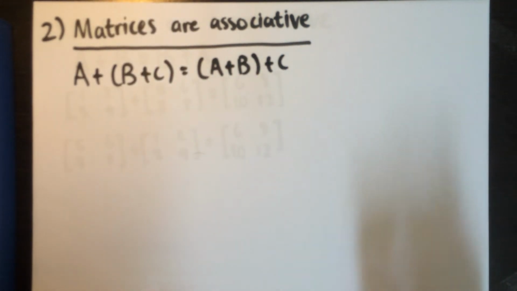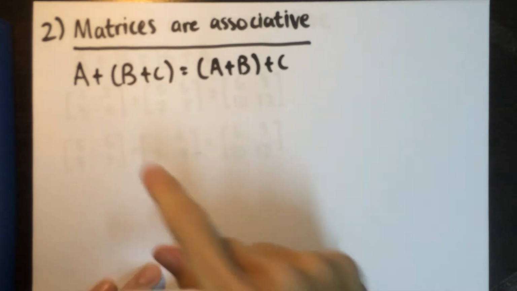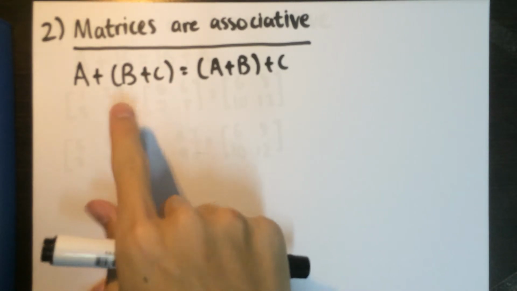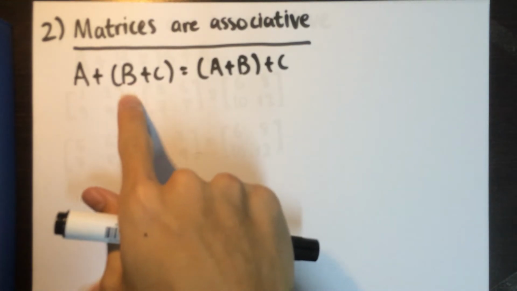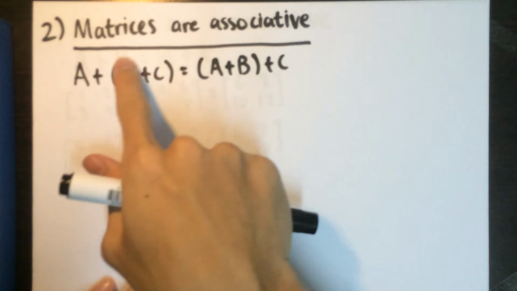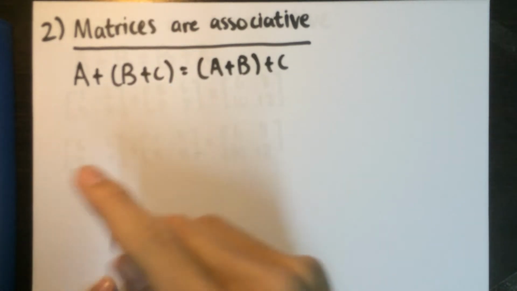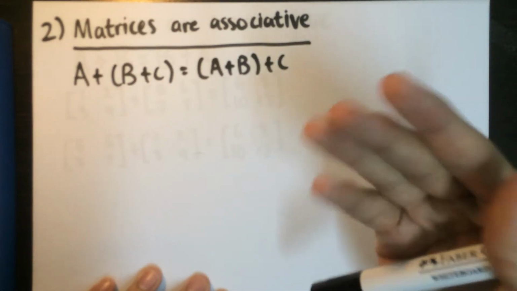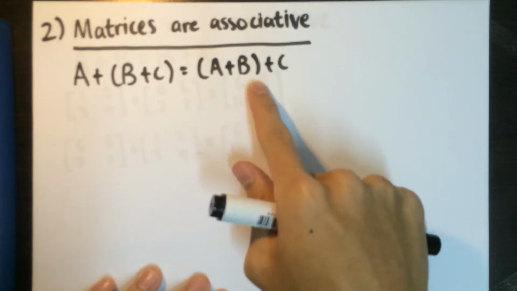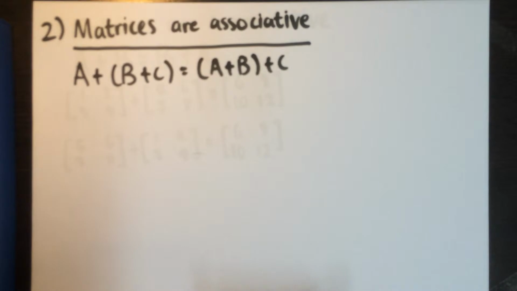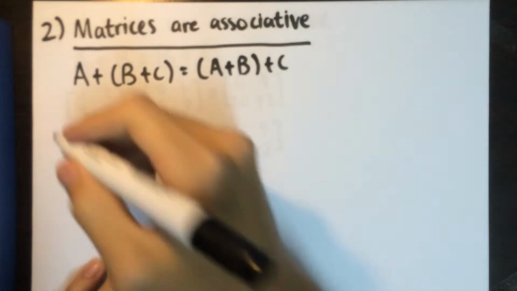So, as you can see here, it doesn't matter which we add first. Let's say, for example, we have B plus C, we add them up, and later on we add A. It will still be equal to if we add A and B first and C later on. Okay? So, let me show you another example.